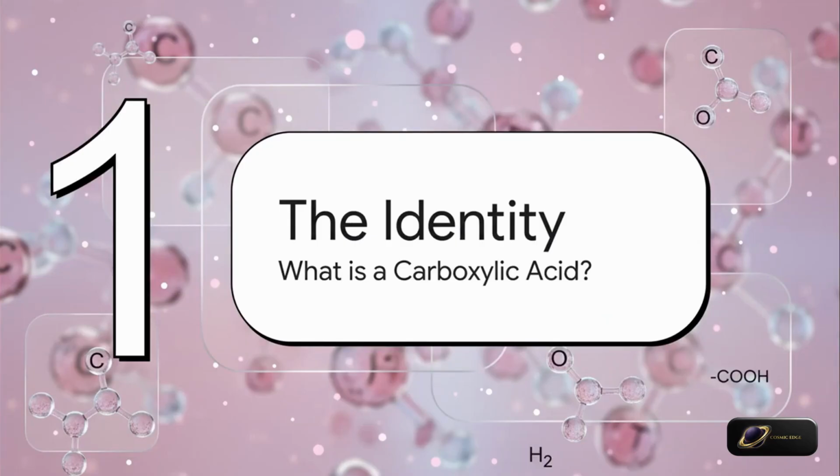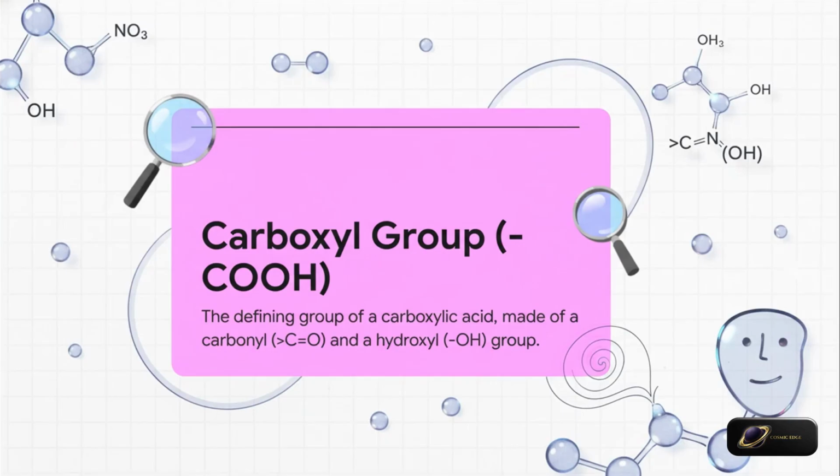Okay, so to really get to know these molecules, we first need to understand their identity. What exactly makes a carboxylic acid a carboxylic acid? What makes it tick? Well, the secret is all in this one little arrangement of atoms. It's called the carboxyl group. You can think of it as the molecule's face. If you see this COOH group, you know for sure you are looking at a carboxylic acid. It's like their unique signature.